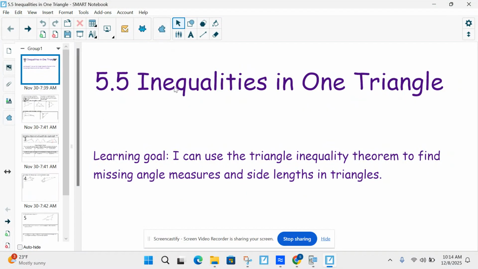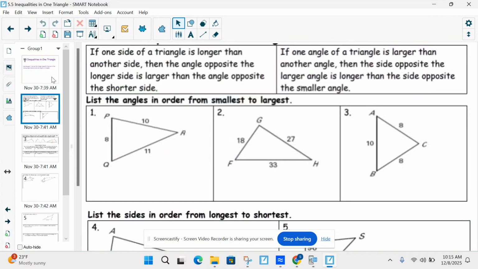Hello everyone, this is lesson 5.5, Inequalities in One Triangle. The next lesson we will be doing inequality theorems between two triangles, but this lesson is just between one triangle. So this lesson explores how the longer side of a triangle is opposite of the bigger angle and working with that relationship there. And then using that to also determine side lengths of a triangle.